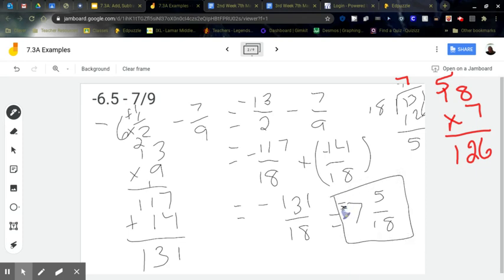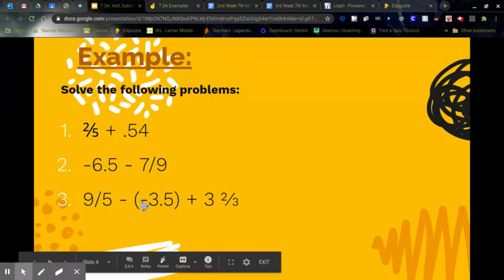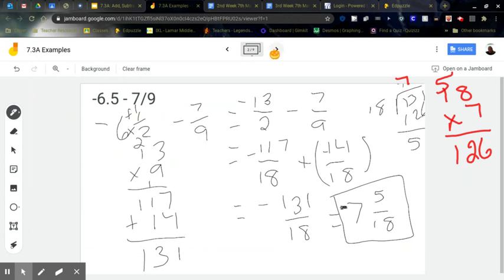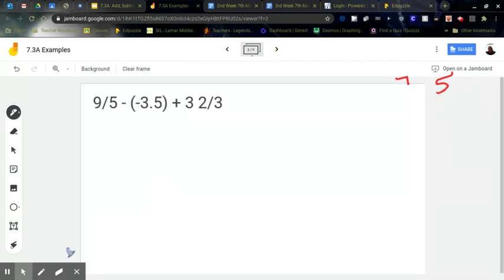Negative 7, sorry. That negative is not pretty. And 5/18. Okay, so that one was a little bit more complicated, but it'll help you understand a little bit more. Okay, and then our last one, 9/5 minus a negative 3.5 plus 3 2/3. We're doing adding and subtracting, so we're going to end up doing both now. So we're going to move on.